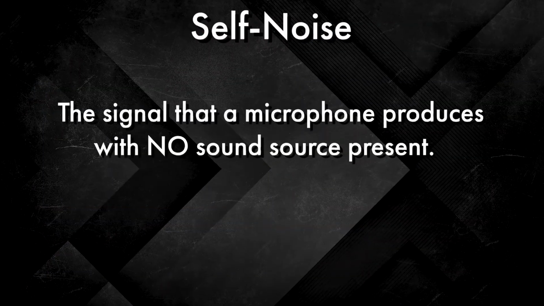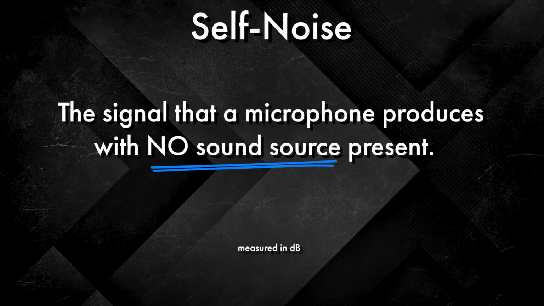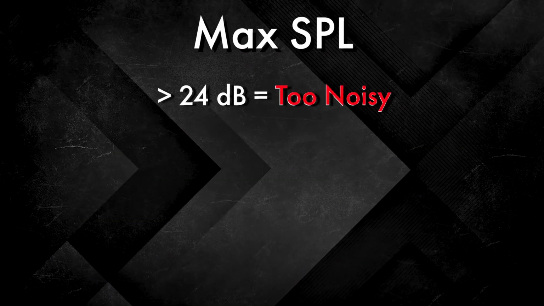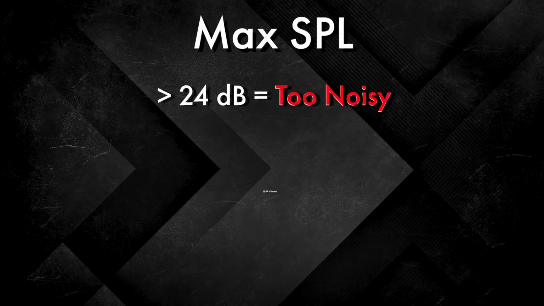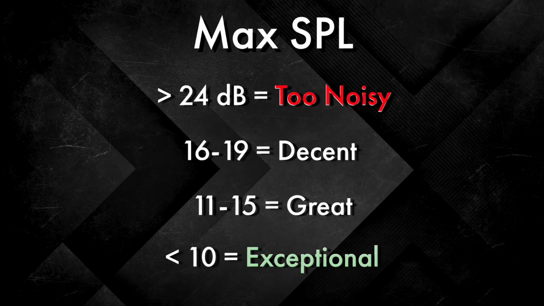Self-noise is the signal that a microphone produces with no sound source present and is measured in decibels. In general, you want the lowest self-noise value possible. Anything above 24 decibels is too noisy and should definitely be avoided. 16 to 19 is decent, 11 to 15 is great, and anything below 10 is exceptional.